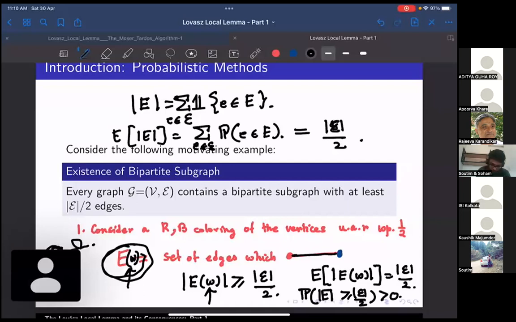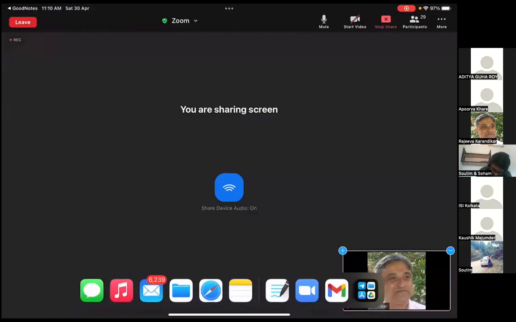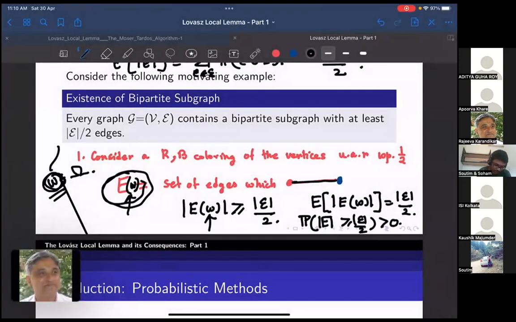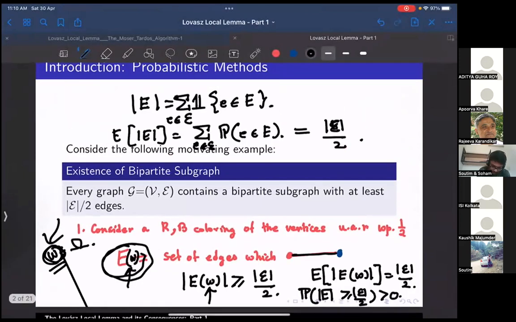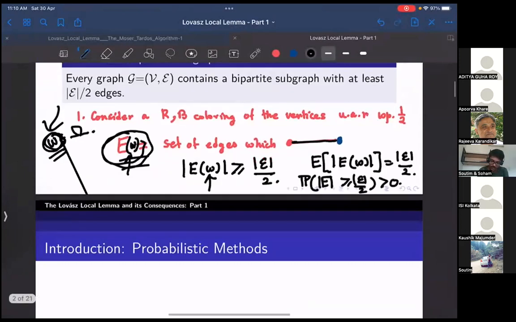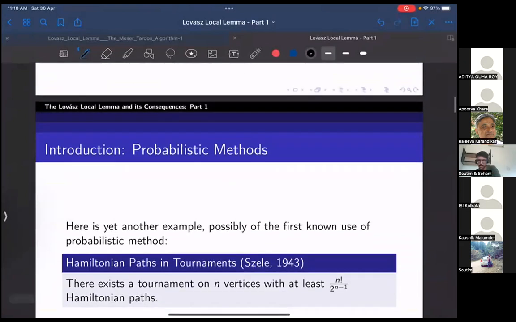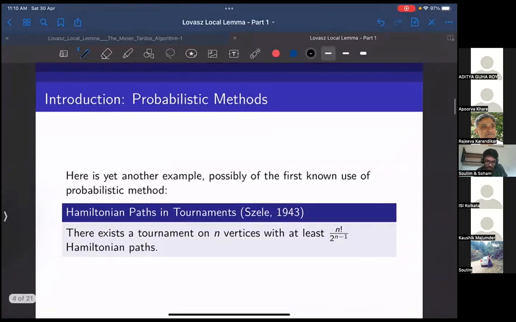So we will be able to find such a red-blue coloring of the vertices such that the bipartite subgraph generated by that coloring has at least m by 2 edges, where m is the cardinality of the edge set. So that is the key idea behind the probabilistic method, and this is one of the simplest: if a random variable has expectation a, then the probability that X is greater than or equal to a is strictly greater than 0.